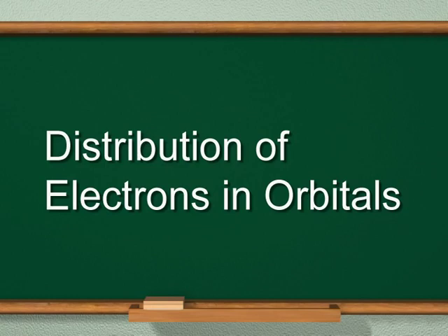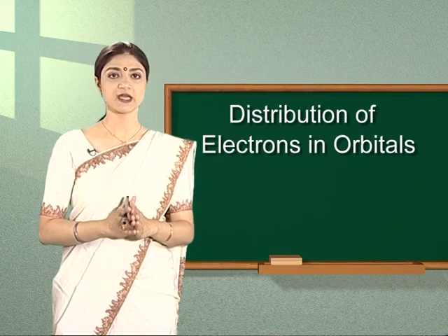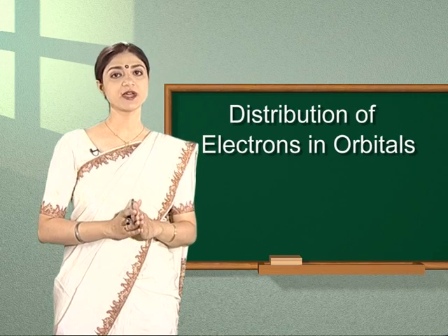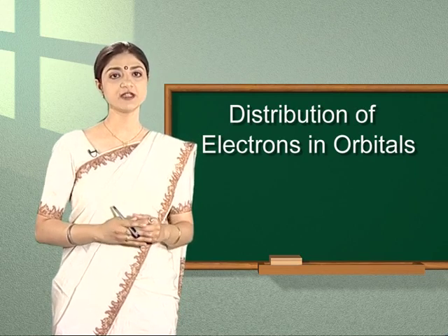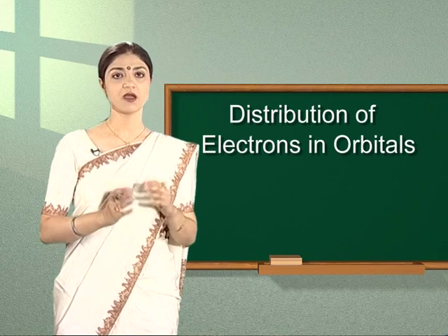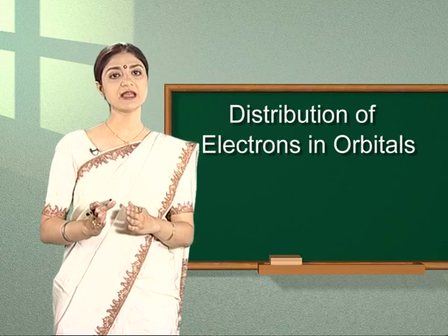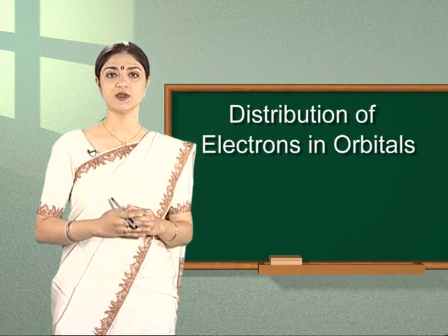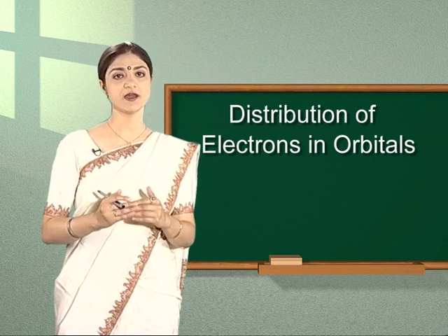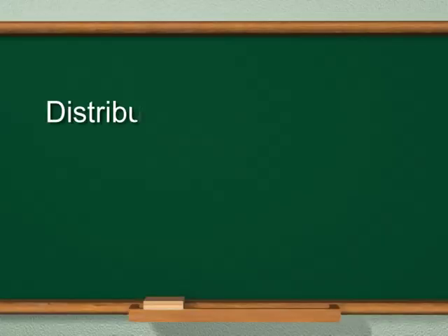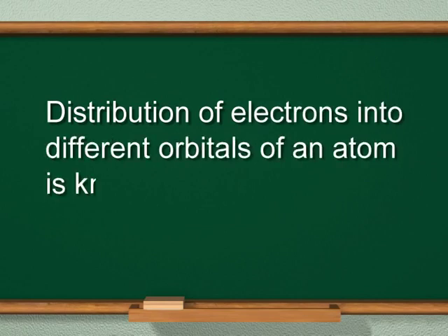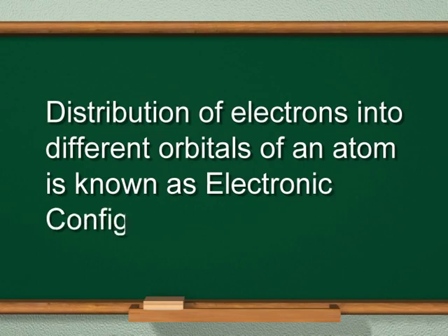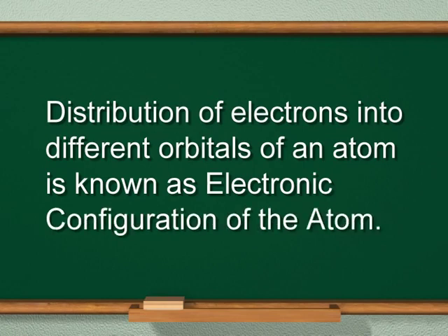The filling of orbitals in an atom is a hypothetical process in which the atom is built up by feeding electrons in orbitals one at a time and by placing each new electron in the lowest available energy orbital. This distribution of electrons into different orbitals of an atom is known as electronic configuration of the atom.